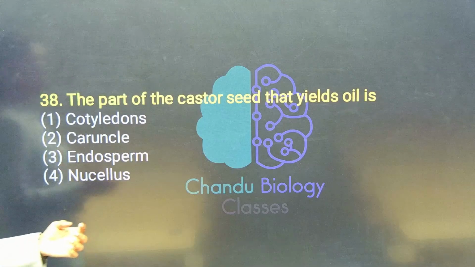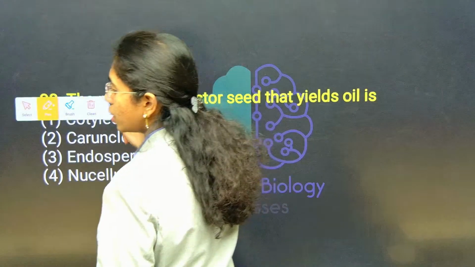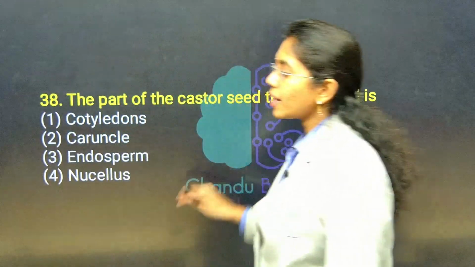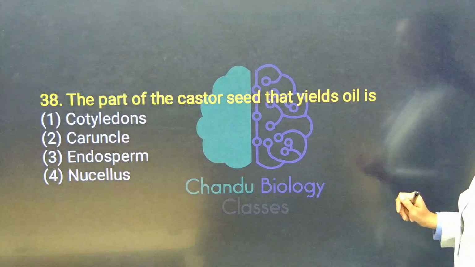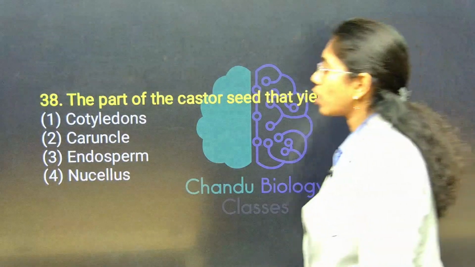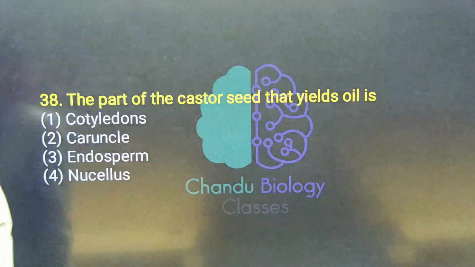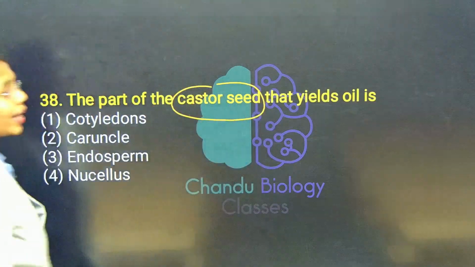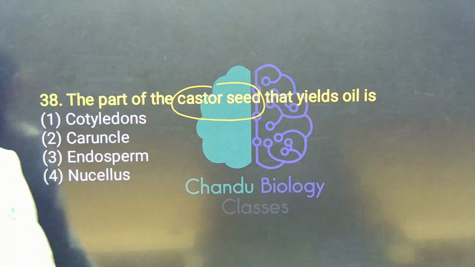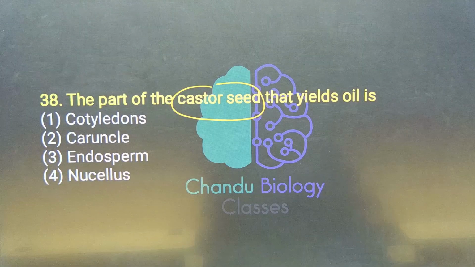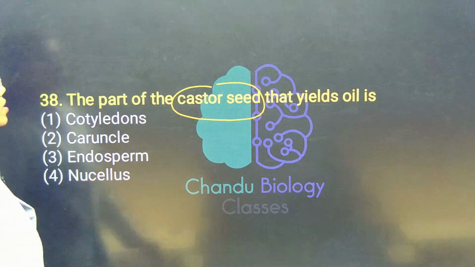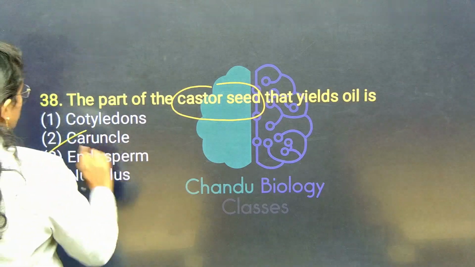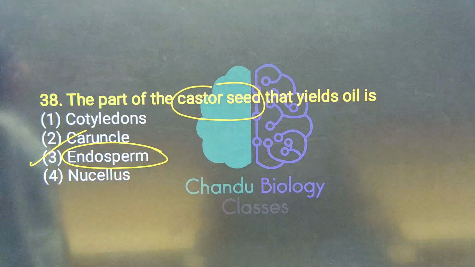Next question. The part of the castor seed that yields oil. Which part of the castor seed yields oil? Very simple. Castor is the only dicot seed which has endosperm. The hint is already given. Now we can answer it easily. The part of castor that yields oil is endosperm. From endosperm, castor oil is taken.